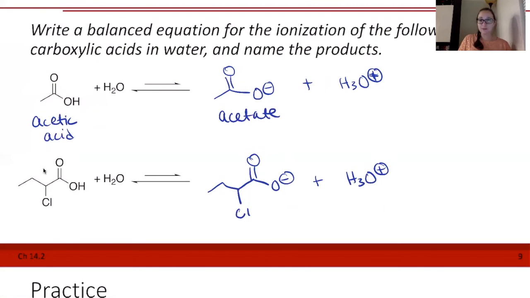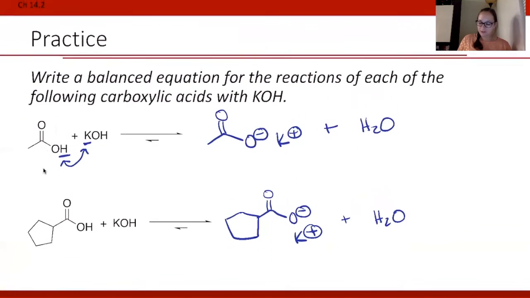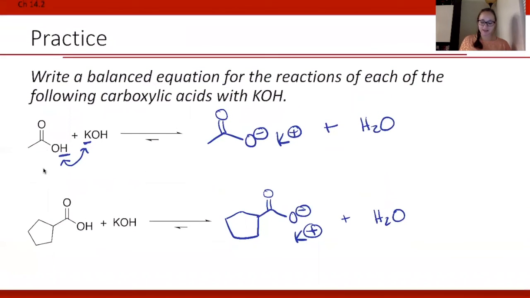In this second example, we don't necessarily have to start from the carboxylic acid. We can just name the carboxylate ion if we wanted to. So we have 1, 2, 3, 4, butyrate is going to be my base, and then at the 2 position I have a chloro. So 2-chlorobutyrate.